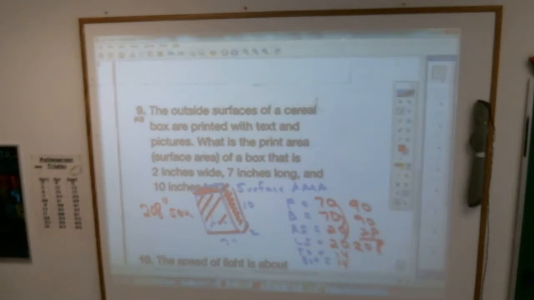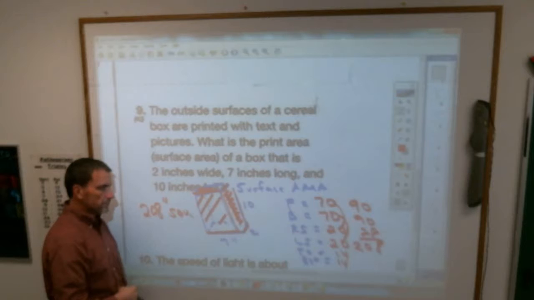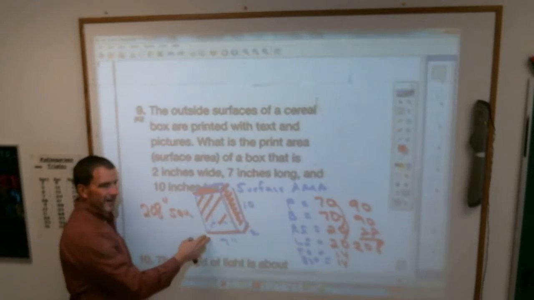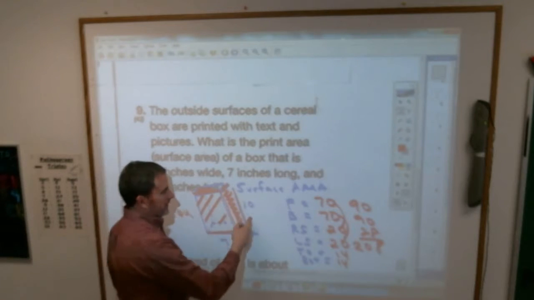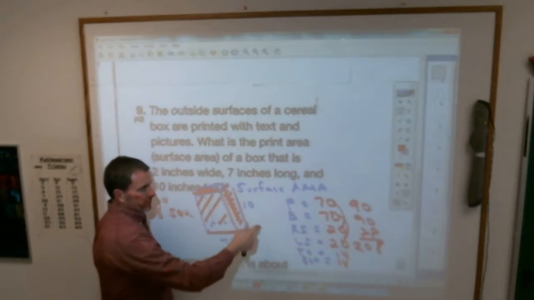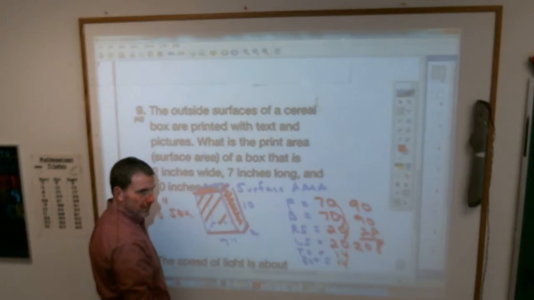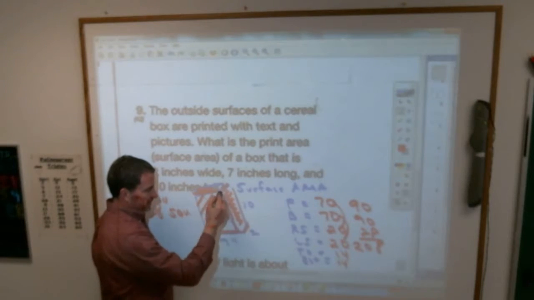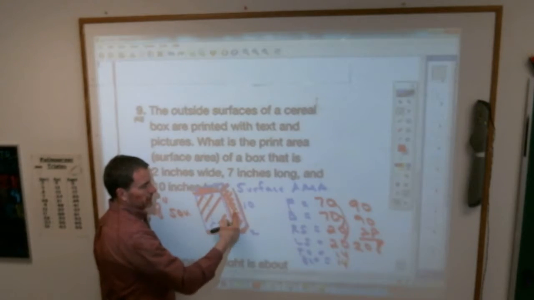Cameron, your question? I don't get how you do it. Does it matter what number goes there? Well, I tried to draw my box close. I could interchange all these. Just know that you're going to multiply each number by a different number each time. This was the 7 times 10, this was the 2 times 10, and that was the 7 times 10. You're going to multiply this by this to get the area of that front. You're going to multiply 2 times that to get the area of the right side.